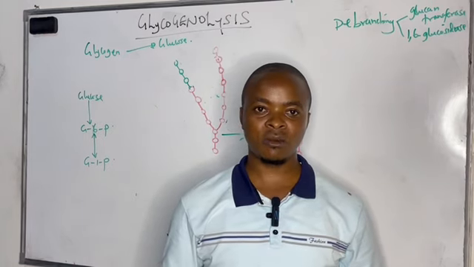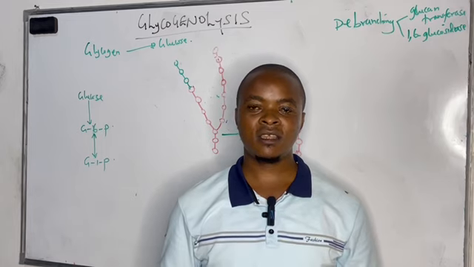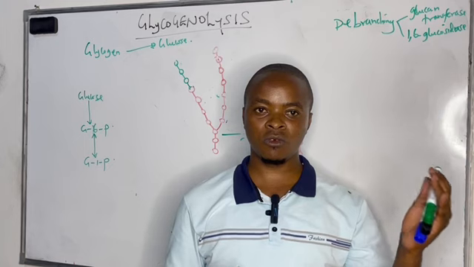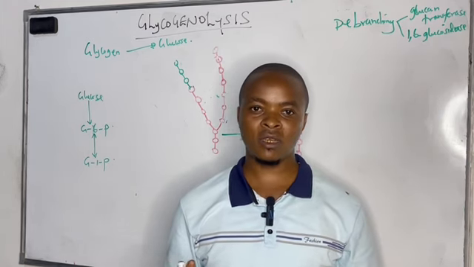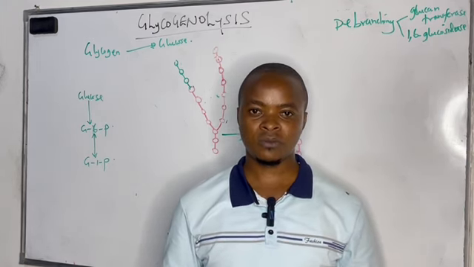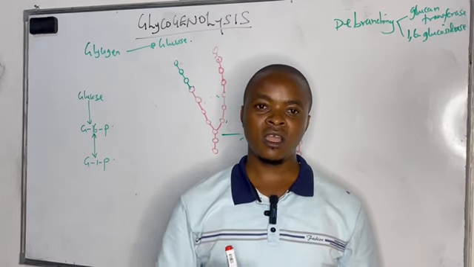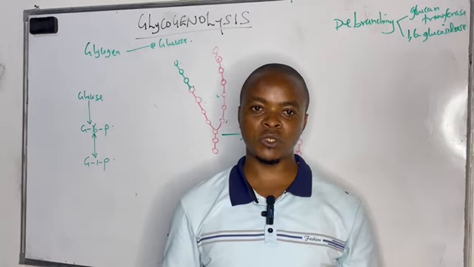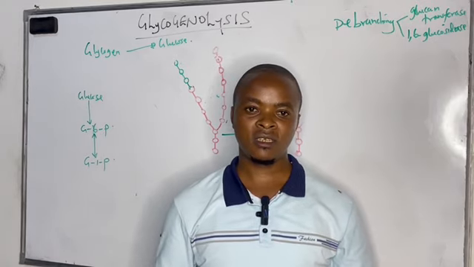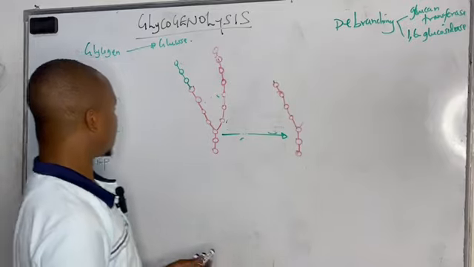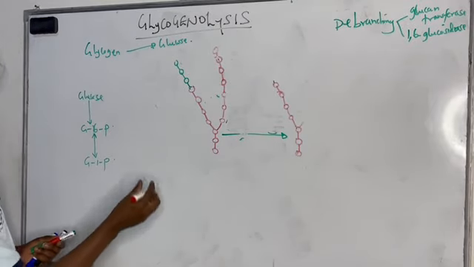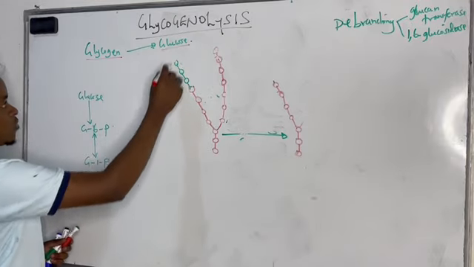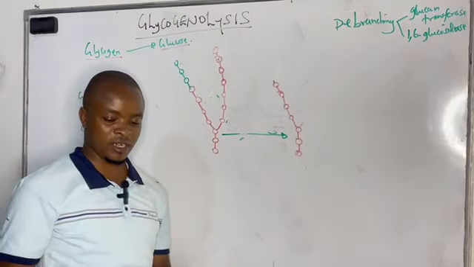In this session we want to talk about glycogenolysis. In the previous video we looked at glycogenesis, how we convert glucose to glycogen to be stored in the liver and skeletal muscle. In this session we want to see how we can break this glycogen down to form free glucose, which we can use to provide energy. So we want to see glycogenolysis, which is the breakdown of glycogen to form glucose so that we can utilize it to provide energy.